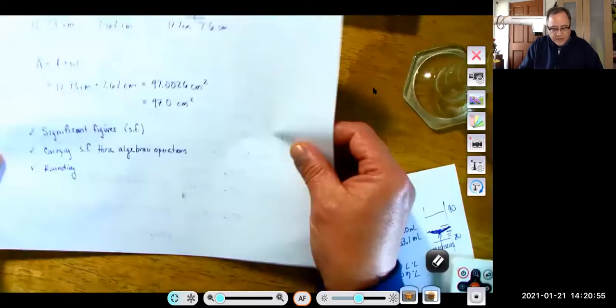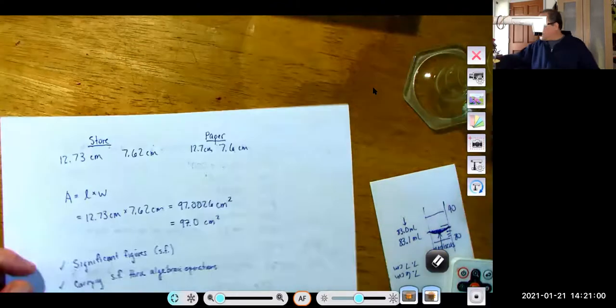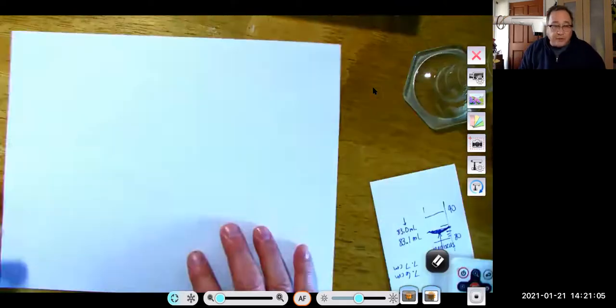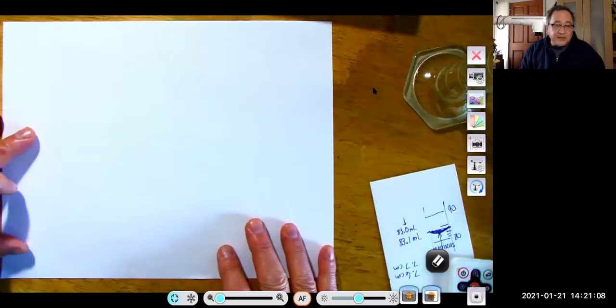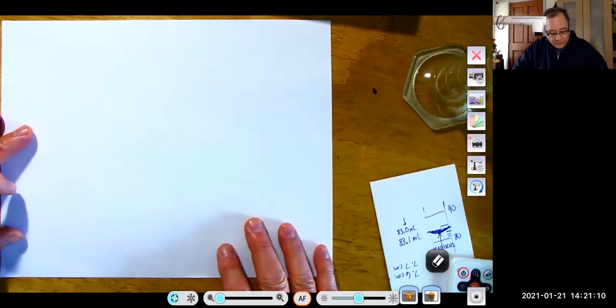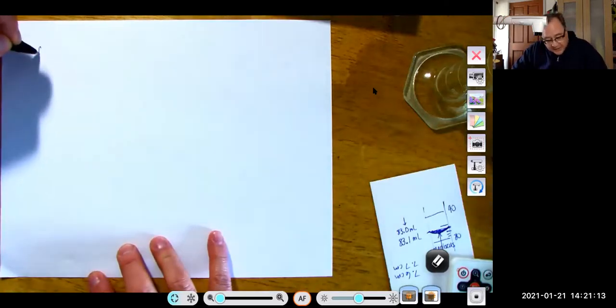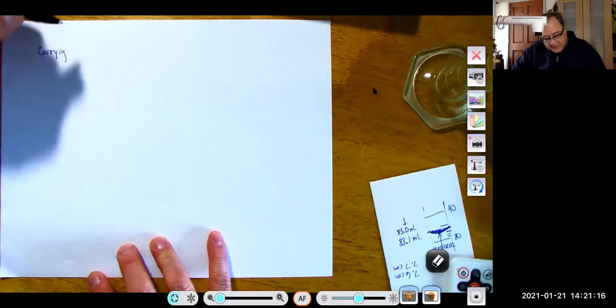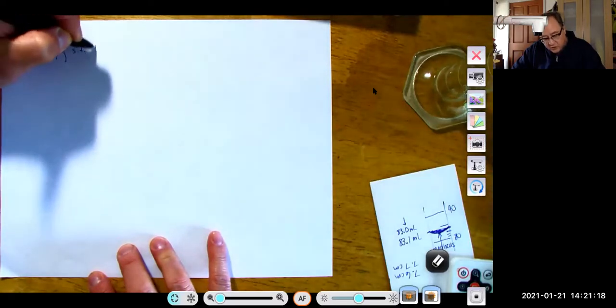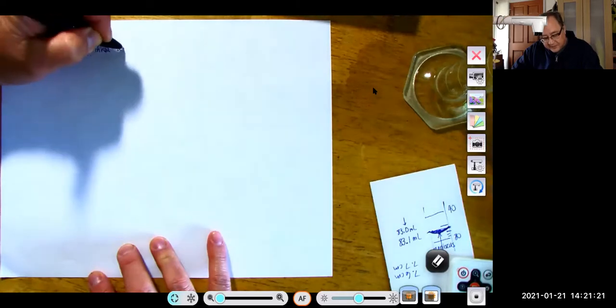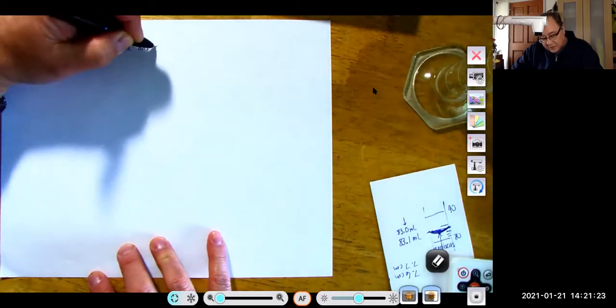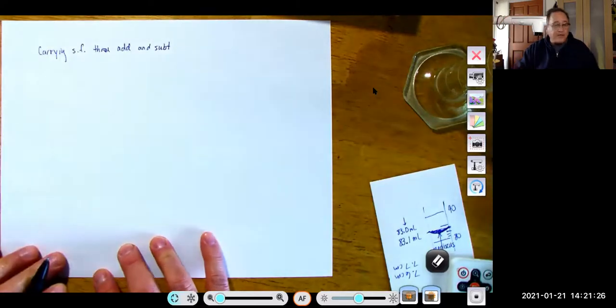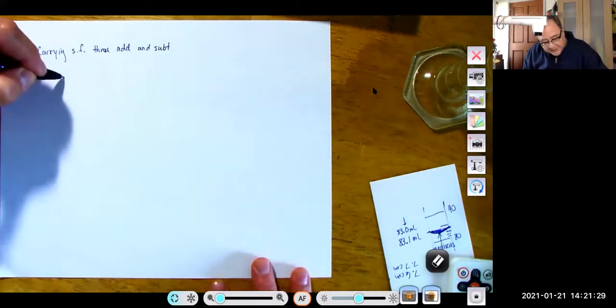Okay, so we were talking about carrying significant figures through operations. So what is the other most type of operation you're going to do other than multiplication and division? And the answer is addition or subtraction. So what is the carrying significant figures through addition and subtraction rule? For this one, we need to talk about an idea called precision.